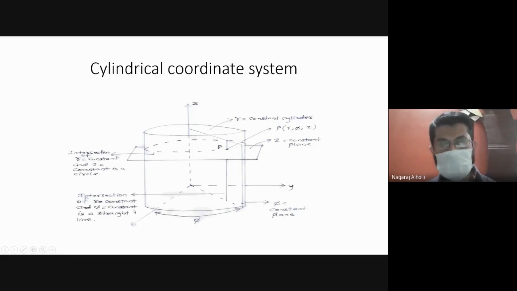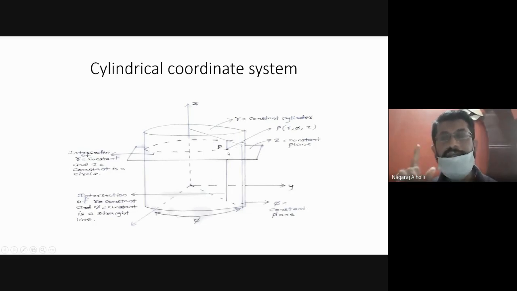That is how we get a straight line when there is an intersection between r equal to constant and phi equal to constant. Next, what happens if there is an intersection between all three planes, that is, r equal to constant, phi equal to constant, and z equal to constant? This is r equal to constant. We have found that the intersection of r equal to constant and z equal to constant is a circle. Then the intersection of r equal to constant and phi equal to constant is a straight line. Now the intersection of this circle and the straight line is what? It is a point.